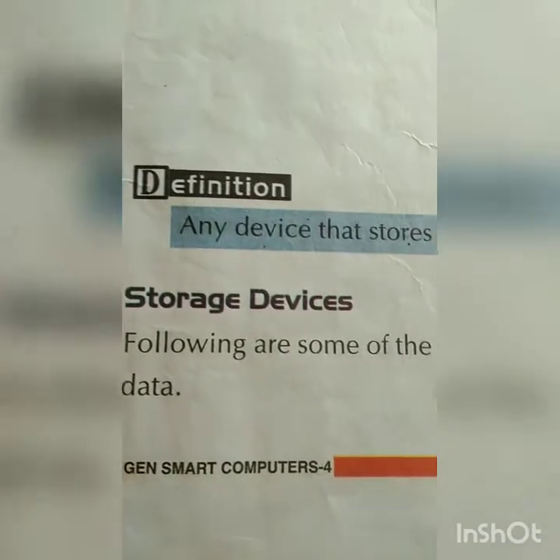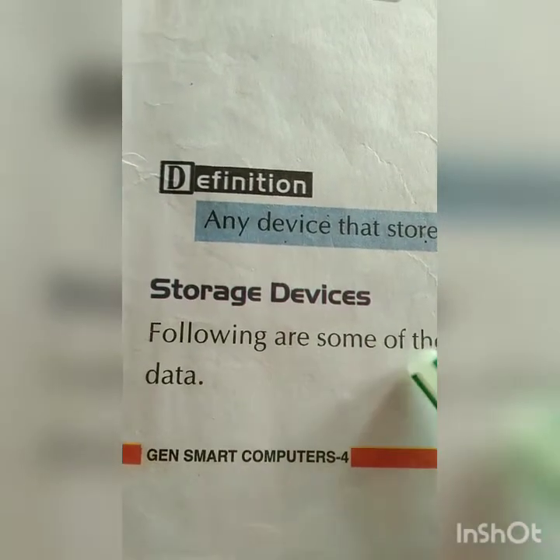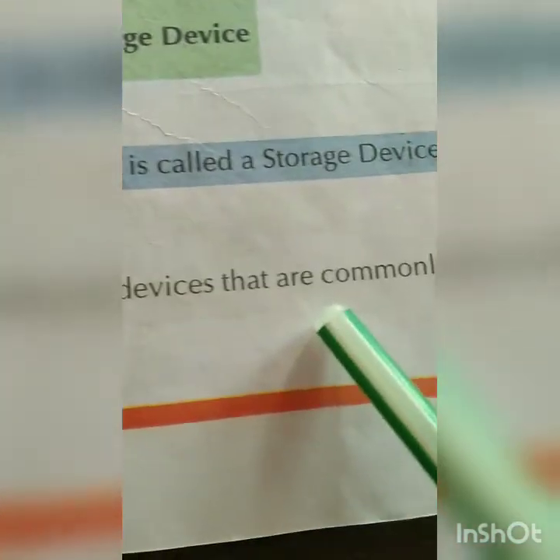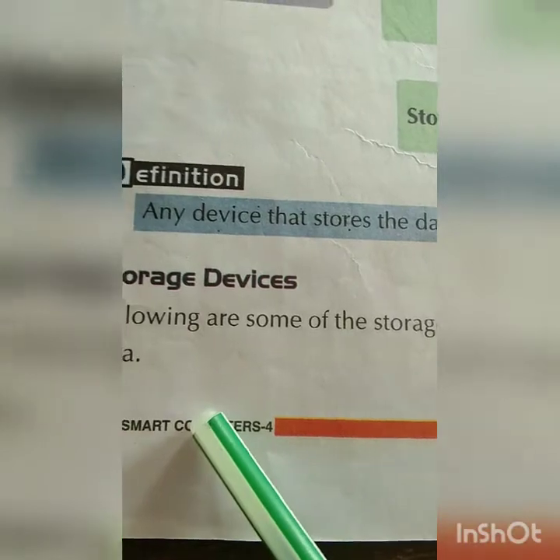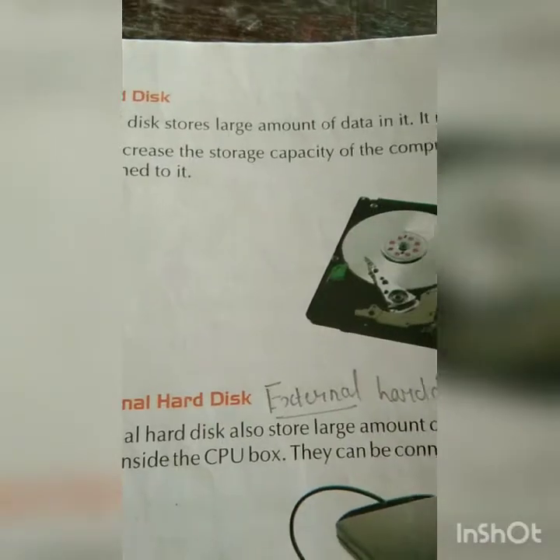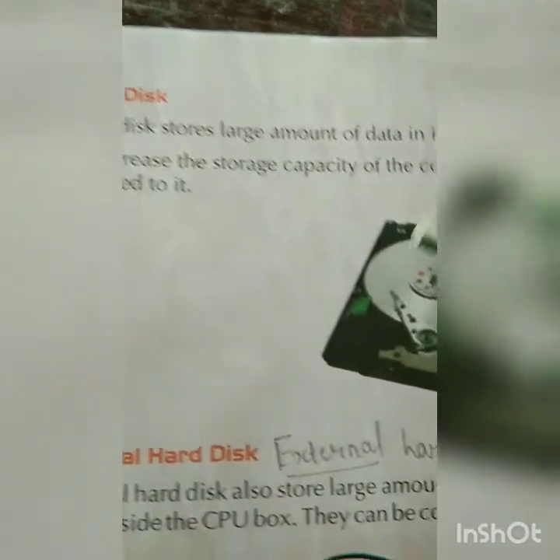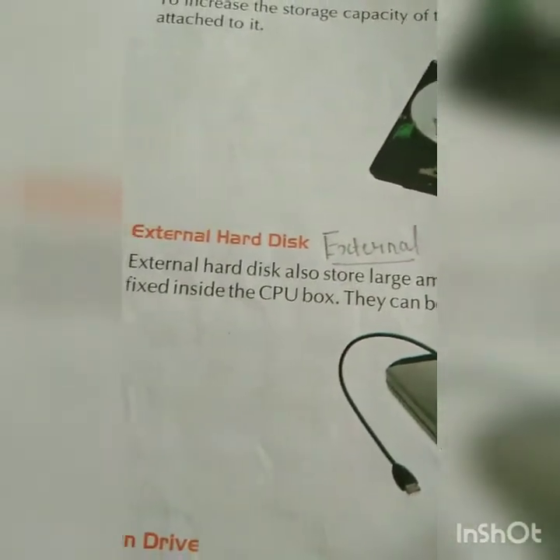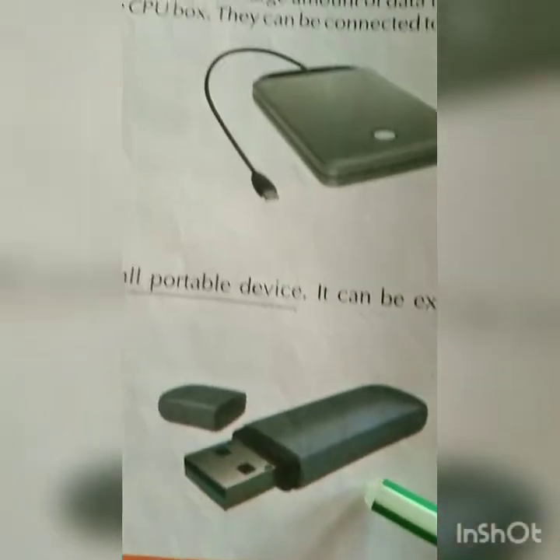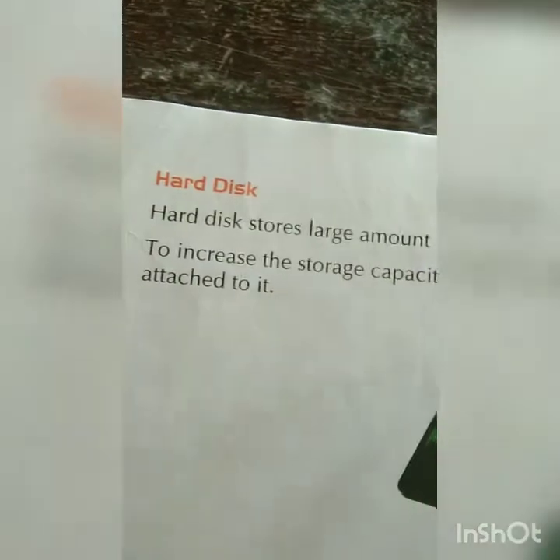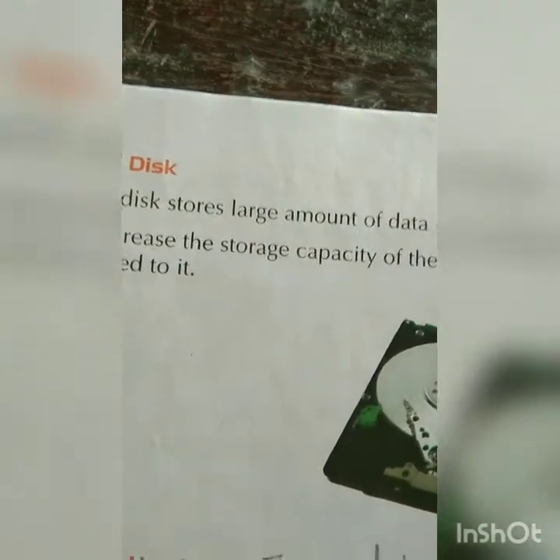These are a few examples that store your data. Now, what are storage devices? For that, we will learn some of the storage devices that are commonly used for storing data. Which devices are they? We will see on page number 18: hard disk, the external hard disk, pen drive, DVD. These are the devices where you can store your data.